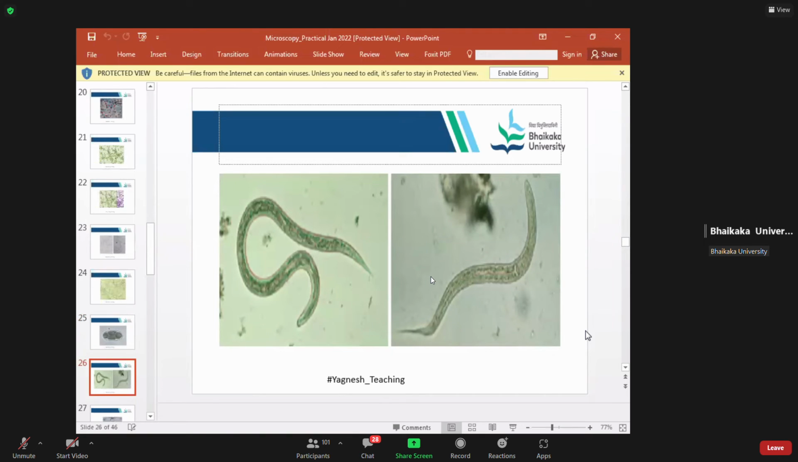Now this is another wet mount examination where larval forms are seen. These forms are microscopic. These are the larvae of Ancylostoma duodenale, or it may be a larval form of Strongyloides stercoralis. When it is not diagnostic, you can write "suggestive of this."